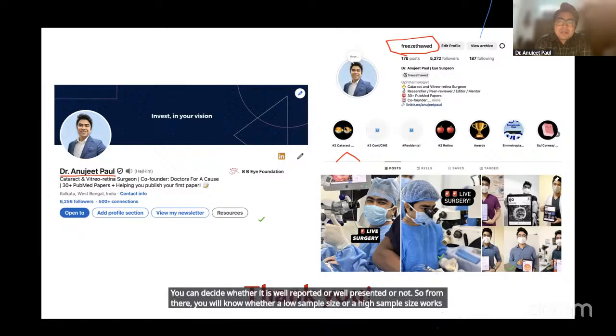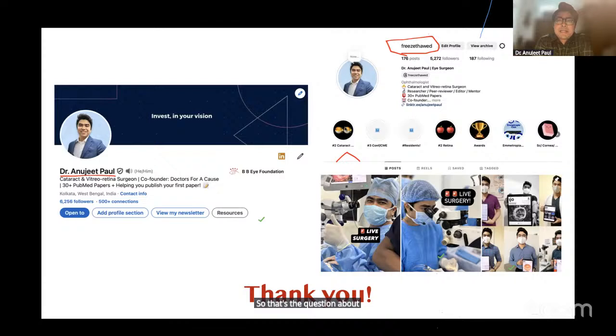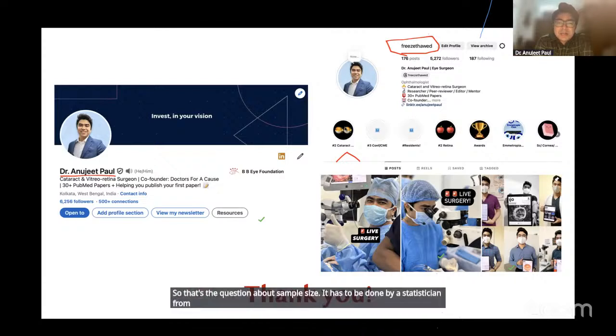For cancers, 35 sounds like a decent enough sample size. So that's the question about sample size. It has to be done by a statistician from prevalence studies. It cannot be discussed in general.